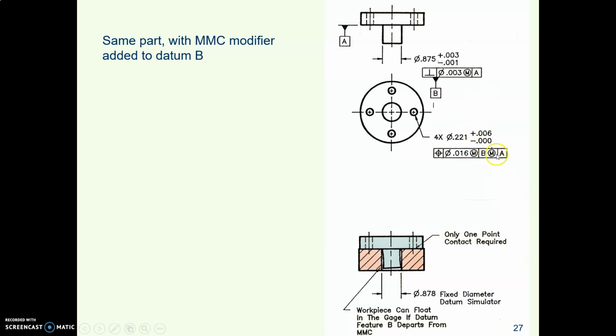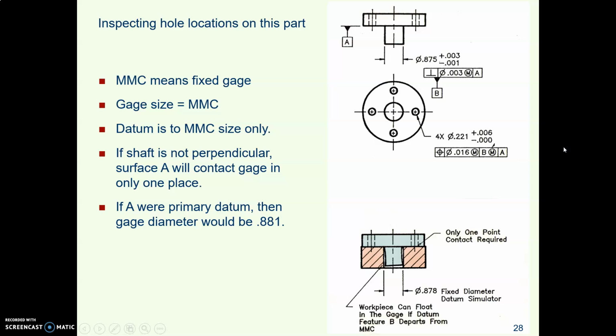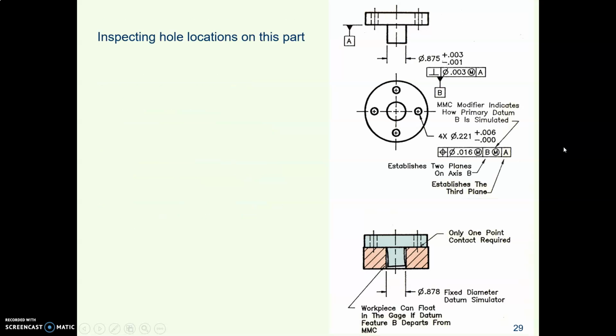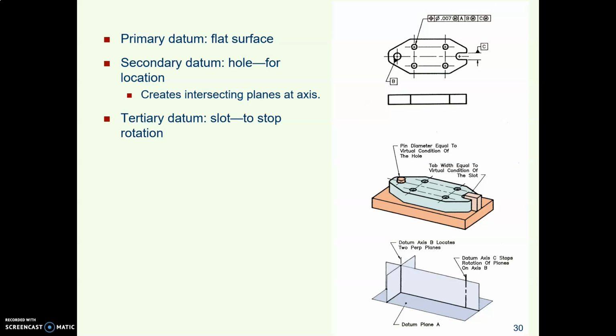However, if we call out our primary datum with an M after it, that means we can simulate the axis of pin B here at maximum material condition. In other words, we can use a fixed size hole in our gauge tool. M tells us fixed gauge. Remember that. Here we are, some more about that.